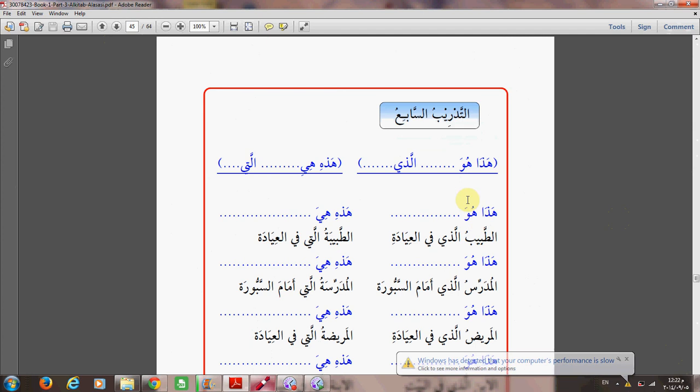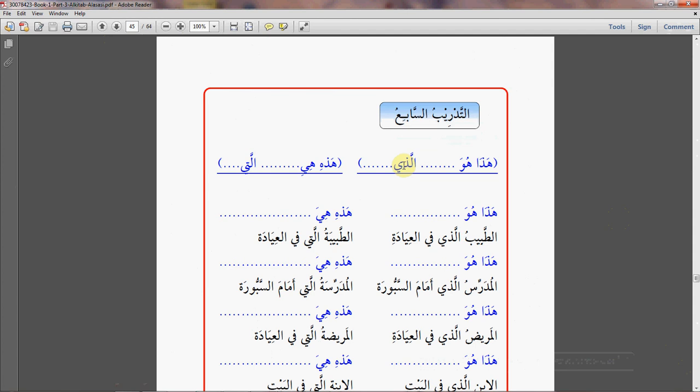So what we're going to do here, you're going to fill the spaces with الذي. By the way, what is the meaning of اسم الموصول? الذي we call it اسم موصول because it joins two words together. One before it, joined to the one after it. It joins two words to sentences as well. Okay?